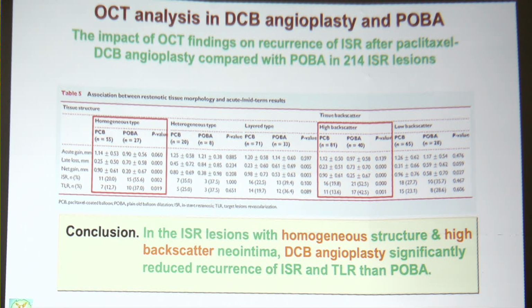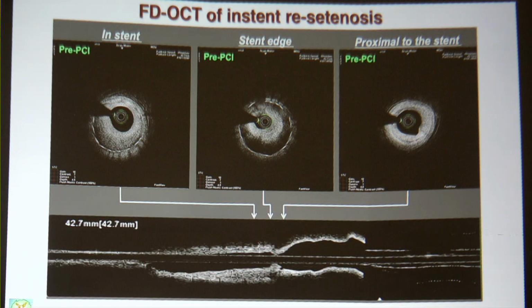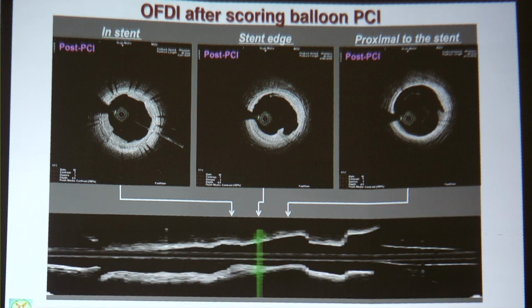Otherwise, there is no significant difference between a simple balloon or a scoring balloon and a drug-coated balloon. The drug-coated balloon is very expensive, therefore you can save the cost in a case without signal-rich neointima with high backscatter, right? So this is a mixed type. The distal portion is signal-rich homogeneous, and this is a layered pattern. At the proximal edge, there is still some tissue proliferation. At that time, we tried the scoring balloon, and the result was very wonderful. Therefore, we left it alone without any drug-coated balloon.